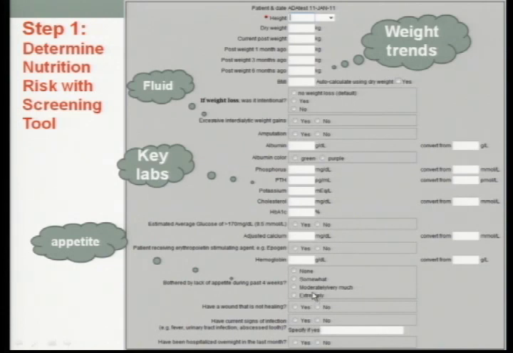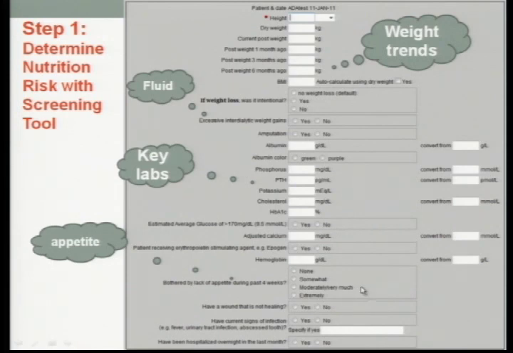I think I mentioned previously that appetite is really important in thinking through our patient, and this particular question has been extremely well validated in the literature. Have you been bothered by a lack of appetite during the past 4 weeks? Not at all, somewhat, moderately, very much, or extremely.